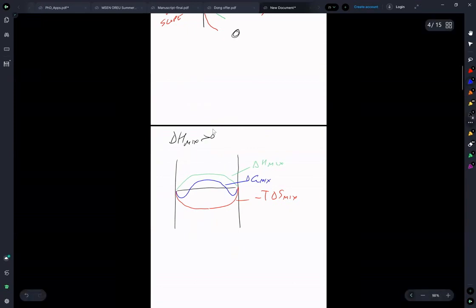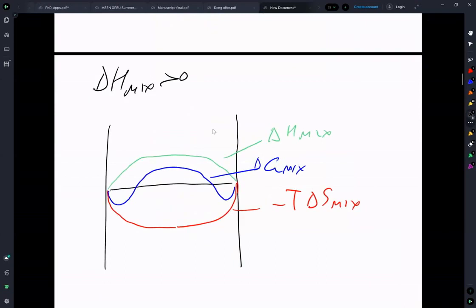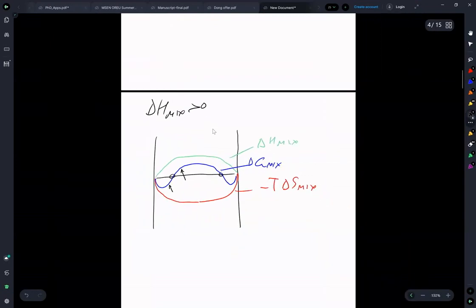And this is important because right at this point, it goes from being less than zero to greater than zero. So when you're in the regime of this kind of middle area around 50-50 for this particular curve, you're having the system driving toward segregation. But when you're in this region, close to pure A or close to pure B, you have it driving toward mixing. And that's kind of interesting.